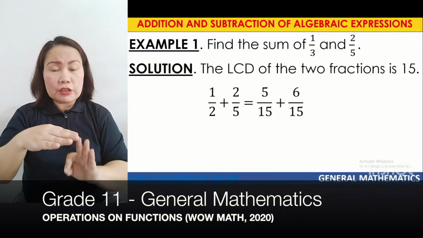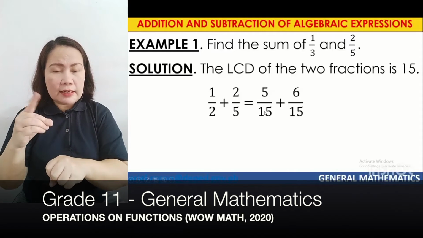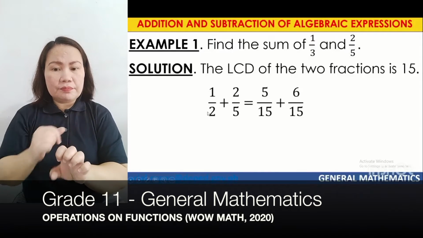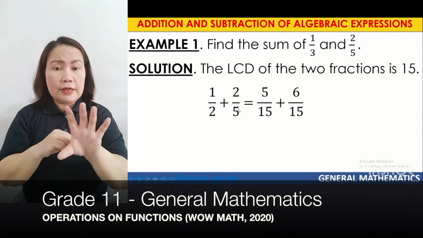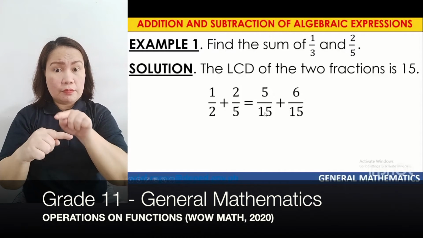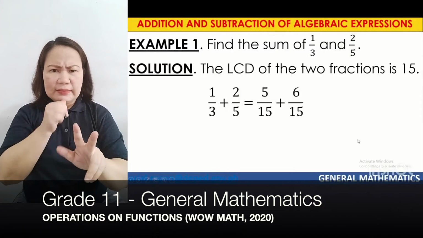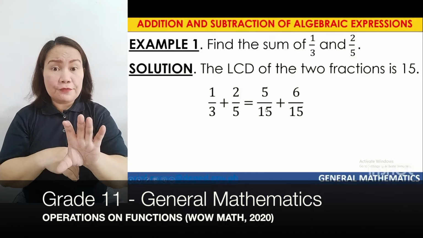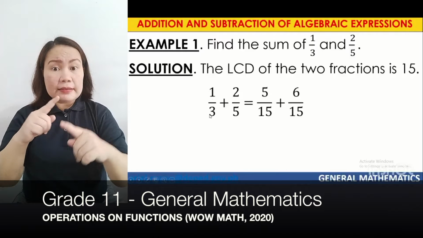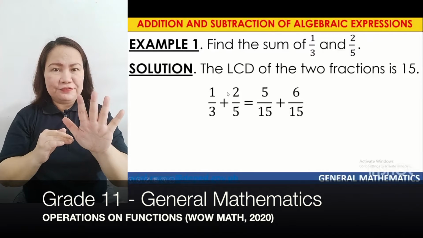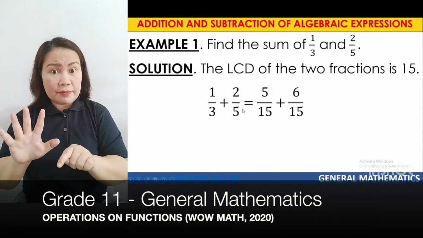So, ang ginagawa natin to add, gamit yung LCD. So, yung 15, i-divide natin sa 3, times 1. Ulitin ko, 15 divide 3, that is 5, times 1. So, ang sagot natin ay 5. 15 divide 5, that is 3, times 2, 6.